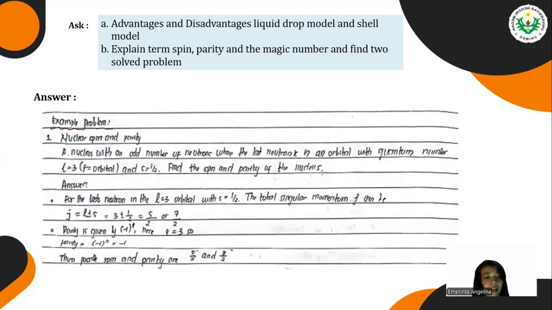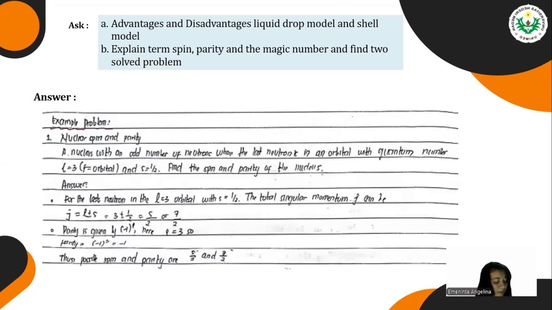And now the two example solved problems. Example problem first, nucleus spin and parity. A nucleus with an odd number of neutrons, where the last neutron is in an orbital with quantum number L equal to 3, an f orbital, and S is half. Find the spin and parity of the nucleus.